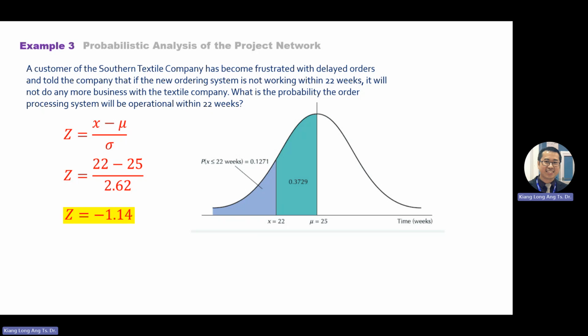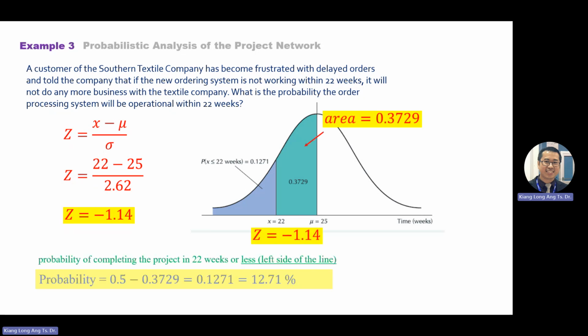The question asks, will you be able to complete within 22 weeks? It means your maximum time is only 22. It's better you complete in less than 22 weeks, or you give me the products in less than 22 weeks. Less than 22 weeks is from this line to the left. You write P(X less than or equal to 22 weeks), this purple color area. How to get this purple area? The half section is 0.5 minus 0.3729, you get this number. Answer is 12% only. Very, very low probability that you're able to complete within 22 weeks.